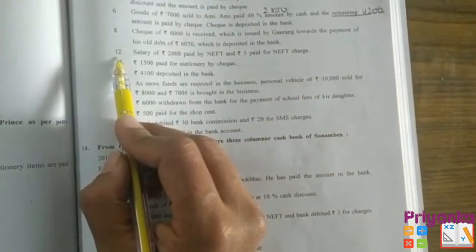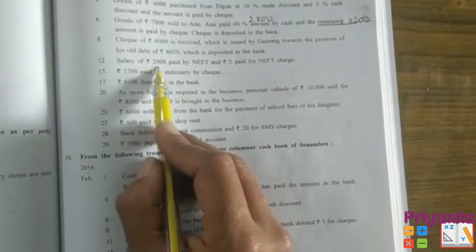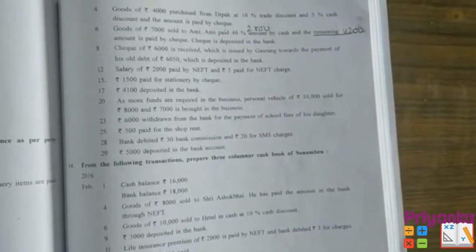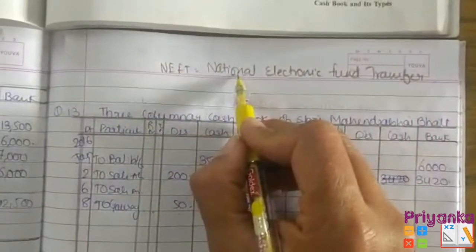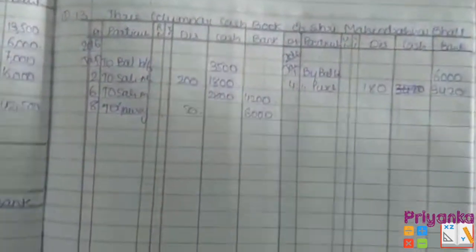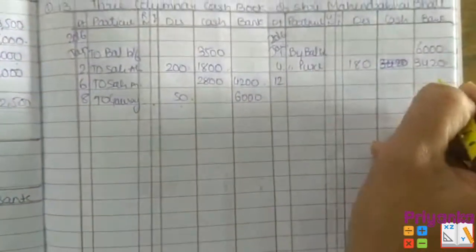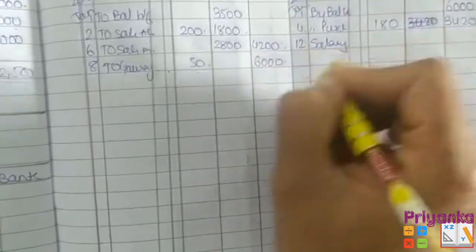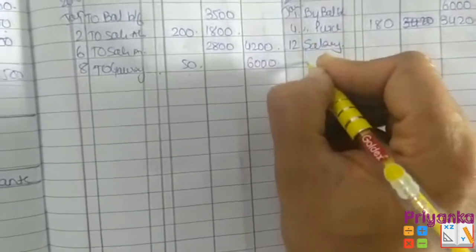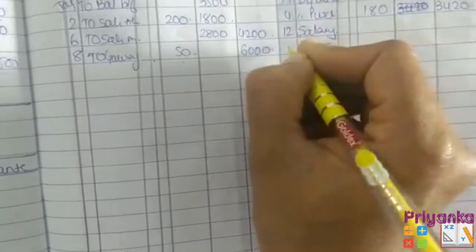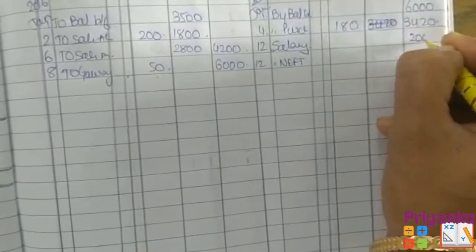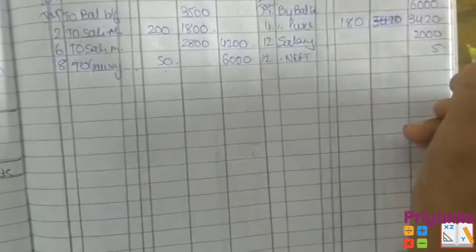Moving to the next transaction, number 12, salary of rupees 2,000 paid by NEFT and the charges of rupees 5 paid by NEFT. This is the full form of NEFT, that is National Electronic Fund Transfer, one kind of online transaction. So here we are paying with NEFT, so the amount directly moved from the bank. Here we'll write down the salary and the charges of NEFT, so we'll write down NEFT charges. First we'll take an amount of salary 2,000 and the charges of rupees 5.